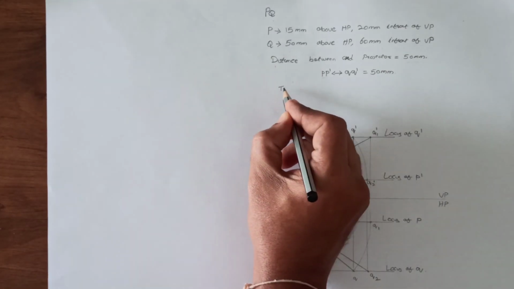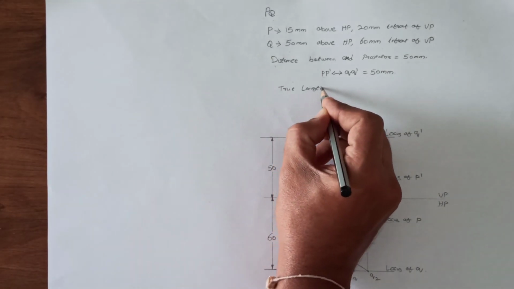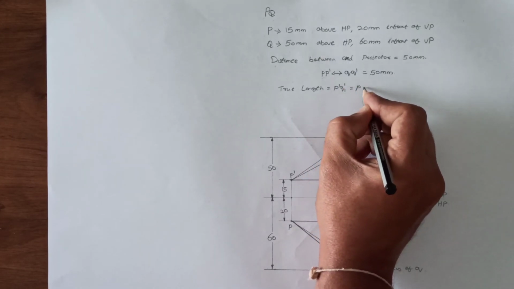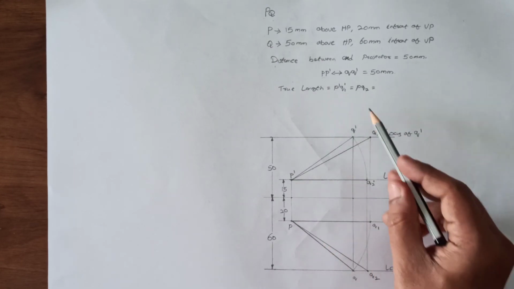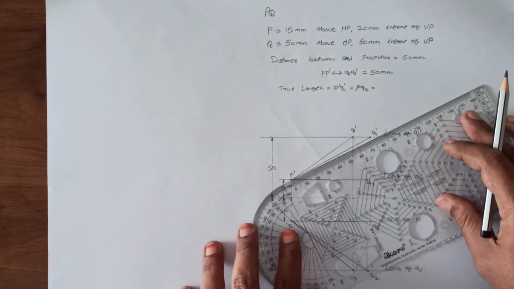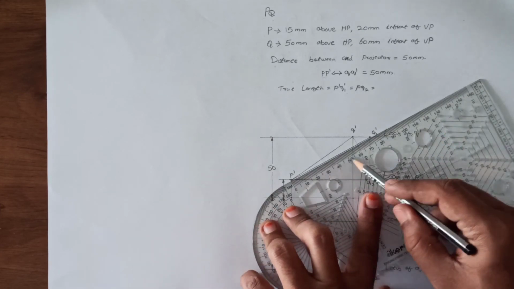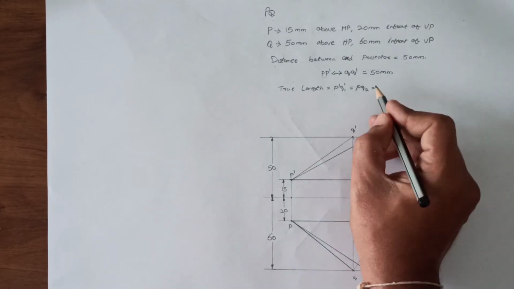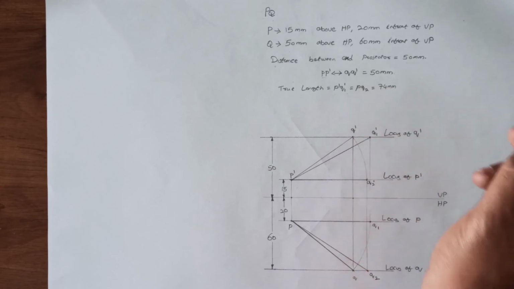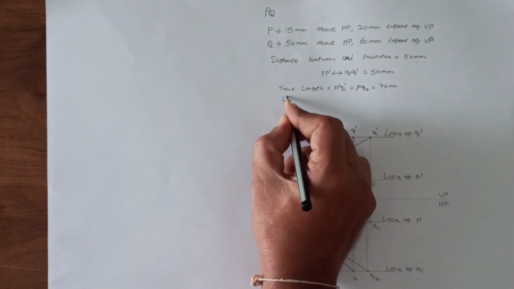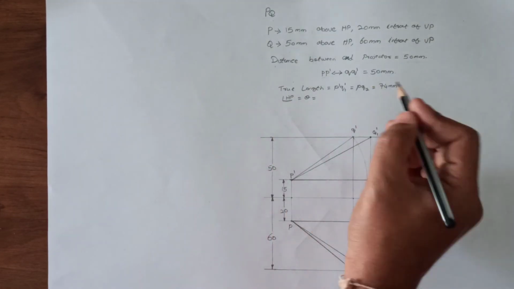In the problem, we are asked to find the true length of the given line. Here, the true length will be the distance between P dash Q1 dash, which is also equal to PQ2. To find the true length of the given line, measure the distance between point P dash and Q1 dash. That will be the true length of the given line. This length will also be equal to PQ2.